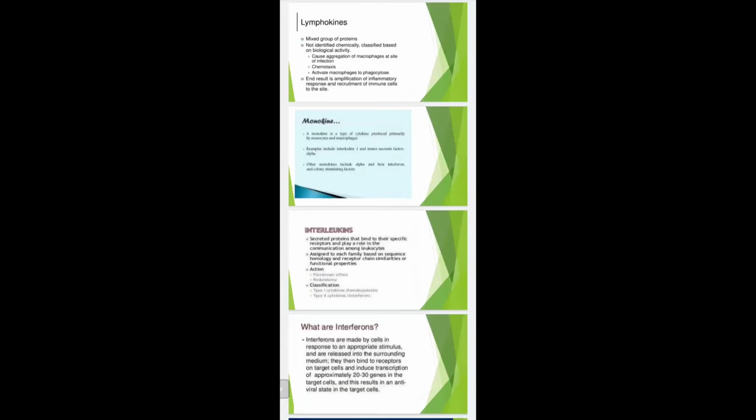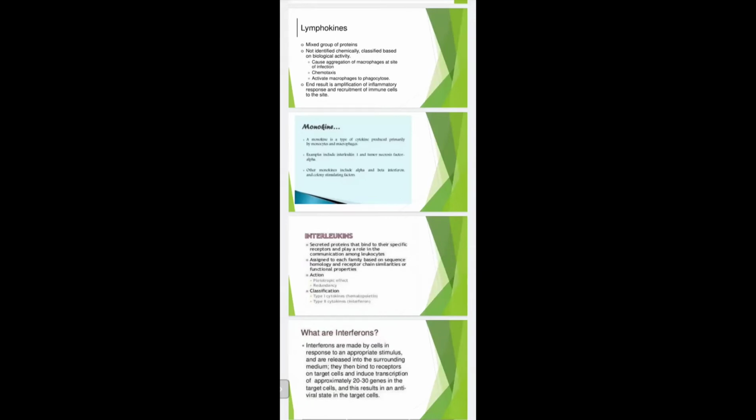Next, monokine. A monokine is a type of cytokine produced primarily by monocytes and macrophages. Examples include interleukin 1 and tumor necrosis factor alpha. Other monokines include alpha and beta interferons and colony stimulating factors.